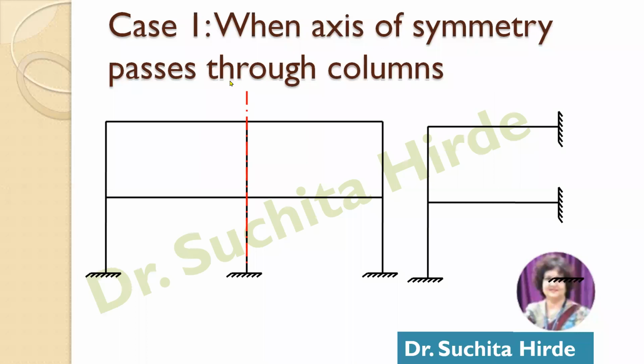So when axis of symmetry passes through columns, the given frame is like this. This frame can be modified like this. So only half of the frame we have to solve. We can remove these columns on axis of symmetry and we can just solve this half of the frame. We have to consider the fixed support at axis of symmetry, that is like this.